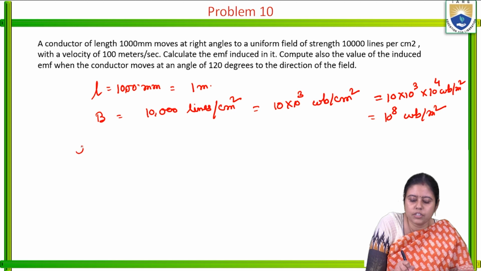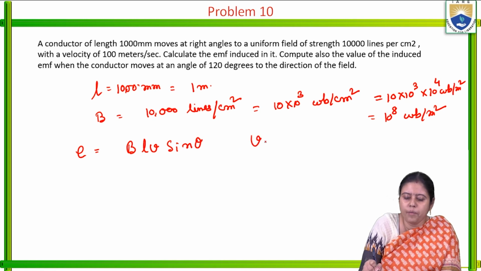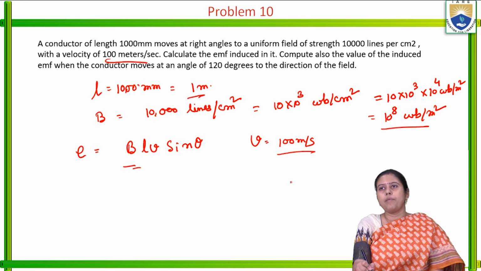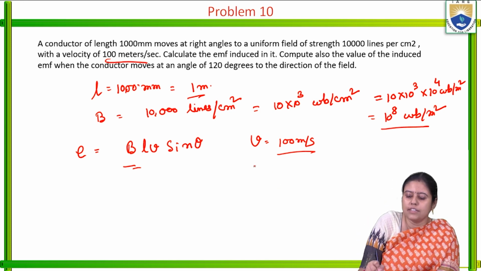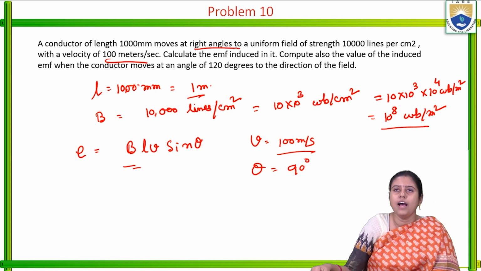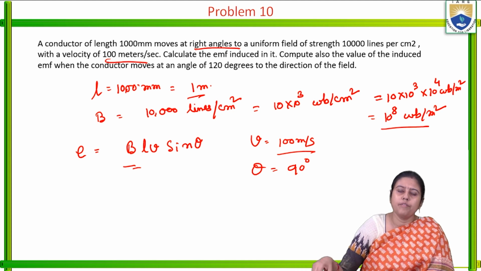So what is the induced EMF? E is equal to BLV sin theta. What is the value of V? The V value is given here as 100 meters per second. So B value we got, L value we got, V value we got, so we can get the value of the induced EMF. And what is theta? The theta value in the first case is 90 degrees, because the conductor moves at a right angle. Then we can get the value of E equal to BLV sin theta.